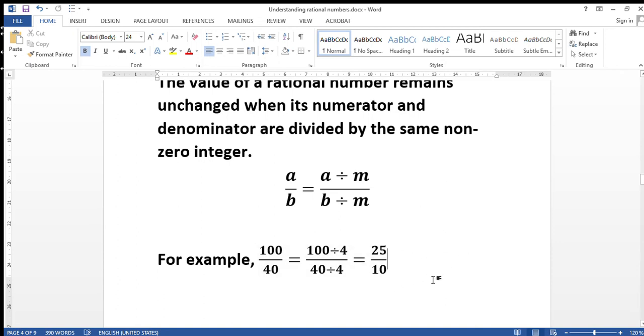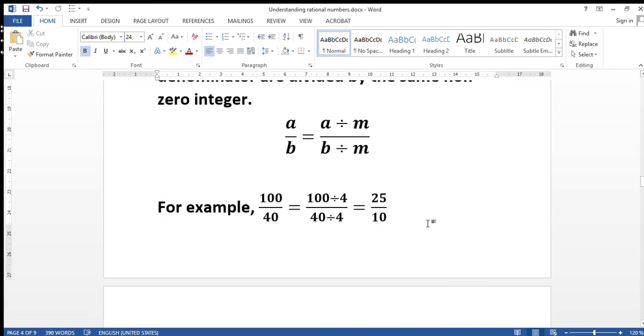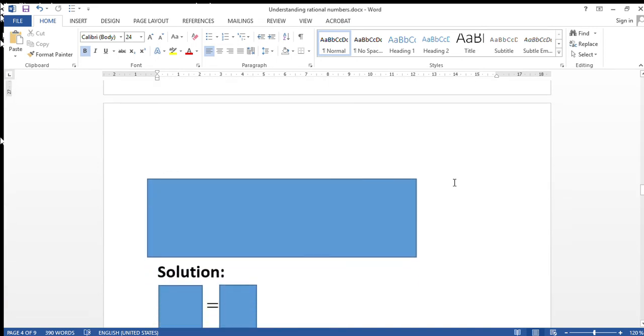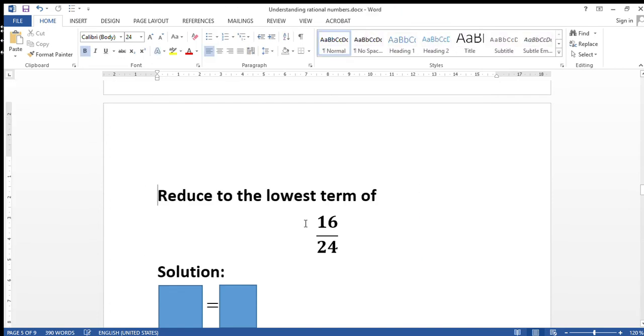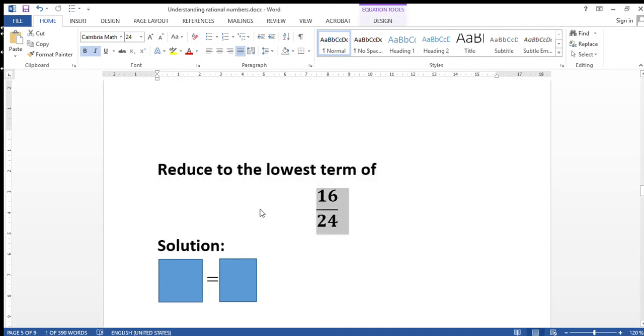I will not elaborate on this more because this is an example you can find in your textbook. We'll just have another one. Let's say, reduce this fraction to the lowest term. This time we need to divide both sides, because we are about to find the lowest term. So we have to divide both the numerator and denominator by a number so that we can reduce it to the lowest term.